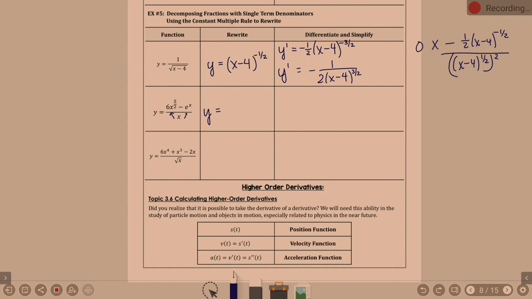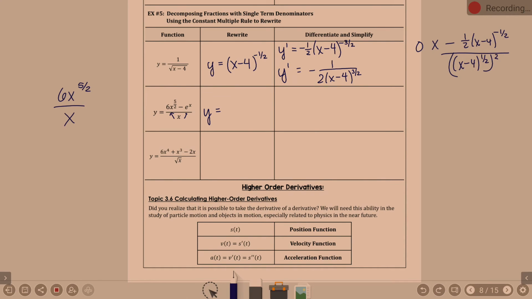Okay. Sorry. My brain's not there on this section today. 6x to the 5 halves over x. Think about that. I'm going to side note it here because I'm sensing some struggles. What's that simplified to so it's not a fraction? 4 halves? X over 2? 3 halves. No. I have no idea.